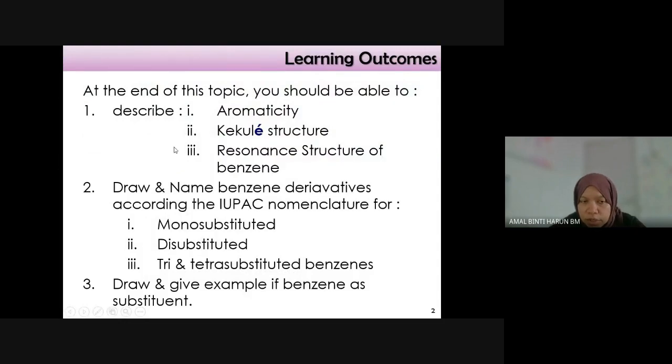Students must be able to describe the aromaticity of the benzene, and then the Kekulé structure and resonance structure of the benzene. Number two is to draw and name the benzene derivatives according to the IUPAC nomenclature. Number three is to give examples of benzene as a substituent.